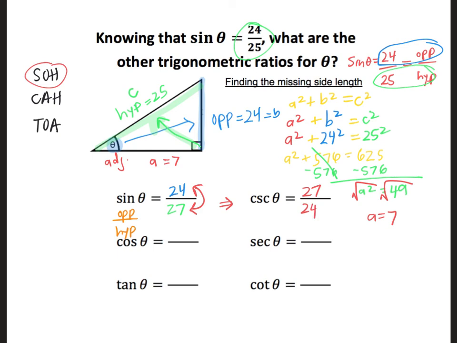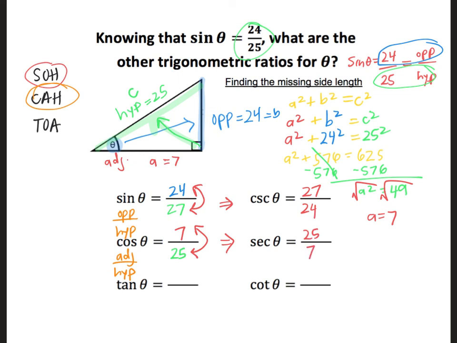For cosine, we're using CAH. A is adjacent, H is hypotenuse. So my adjacent side is 7, my hypotenuse is 25. Again, we can flip those. When we do that, we get our secant equals 25 over 7.